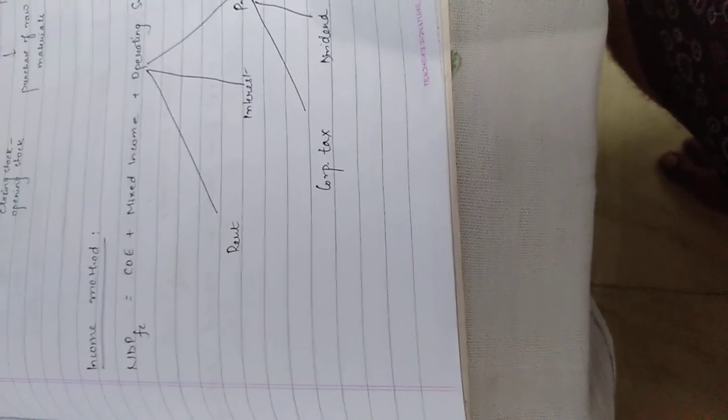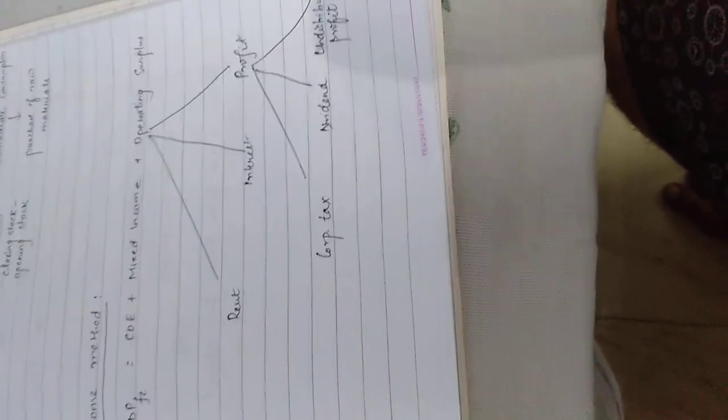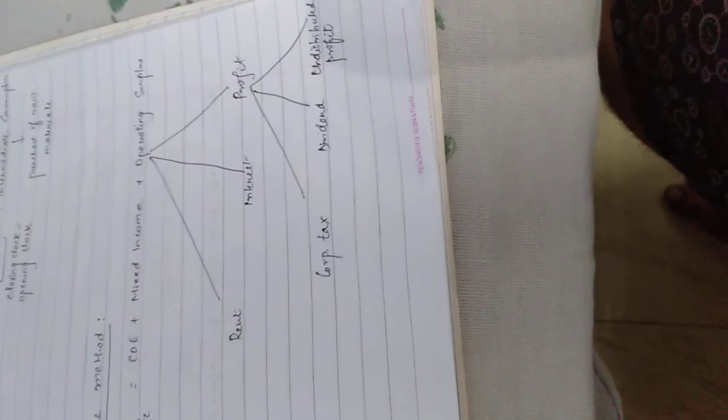Now try to understand the formula for the income method. NDPFC is equal to COE plus mixed income plus operating surplus. I repeat, the formula for calculation of national income by income method is NDPFC is equal to compensation of employees plus mixed income plus operating surplus.